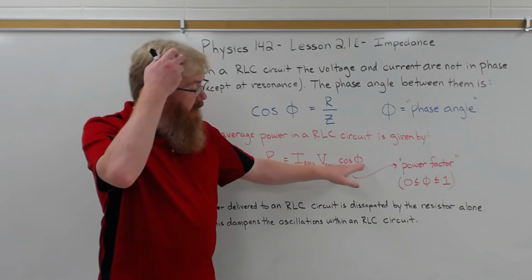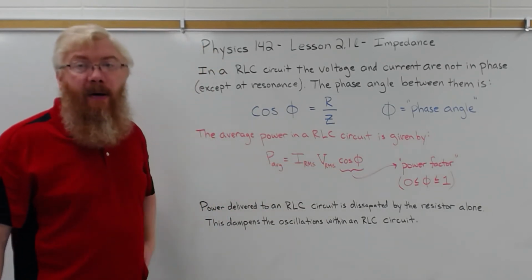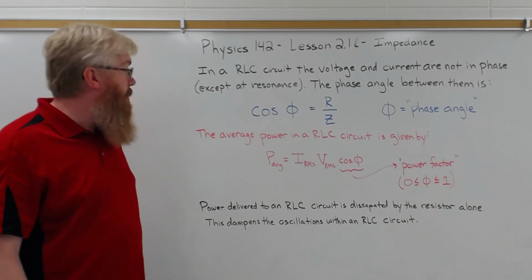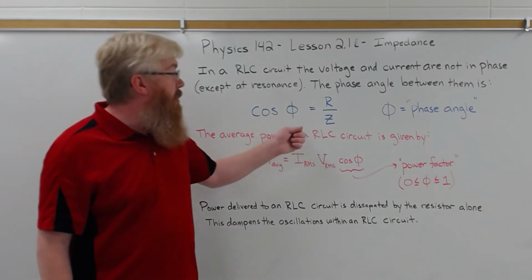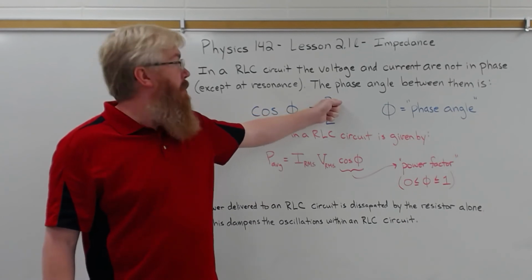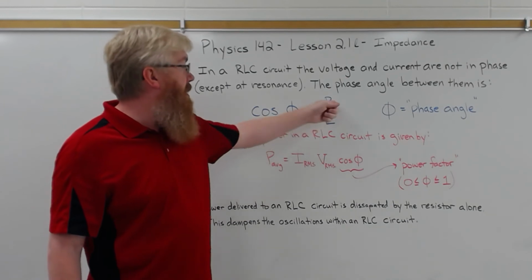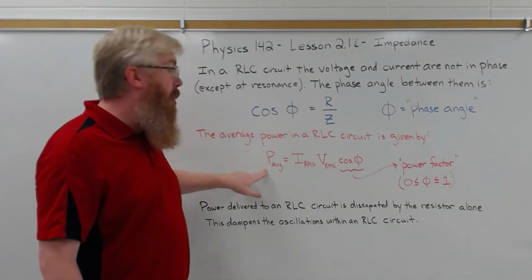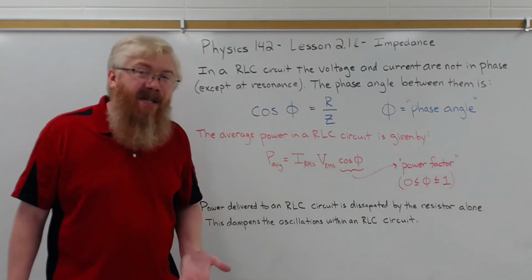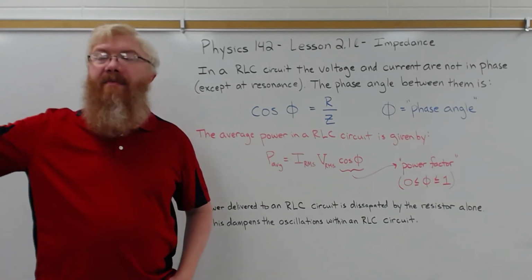When cosine of phi is 0, no power is dissipated by the resistor. And if you look at this cosine term, that only occurs when resistance is 0. When the resistance is 0, cosine of phi is equal to 0, and no power is dissipated because there's no resistor. You just basically have an inductor and a capacitor that will have the circuit oscillate forever.